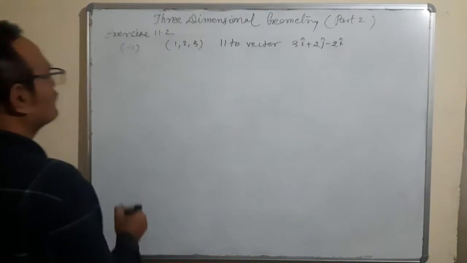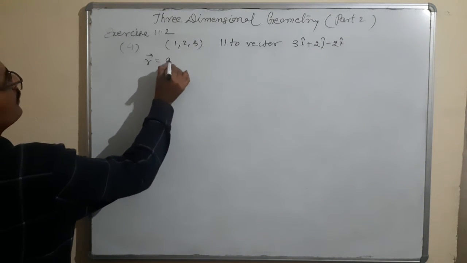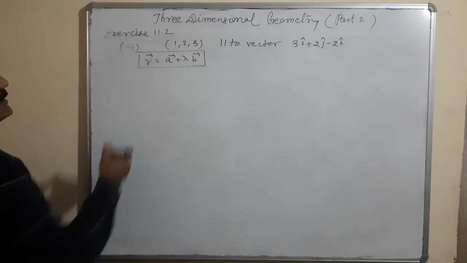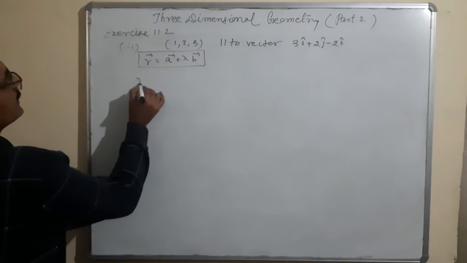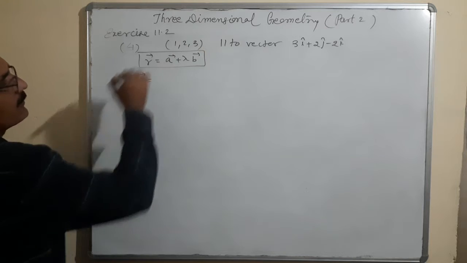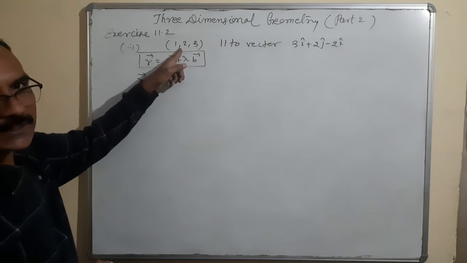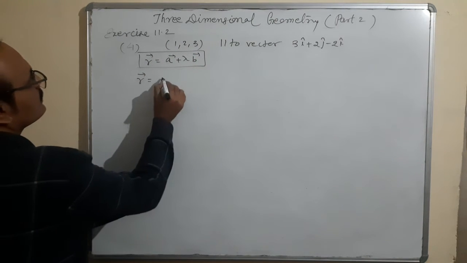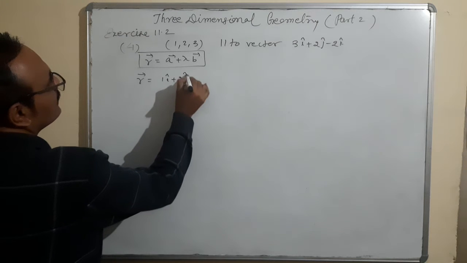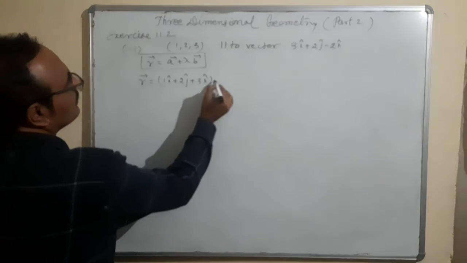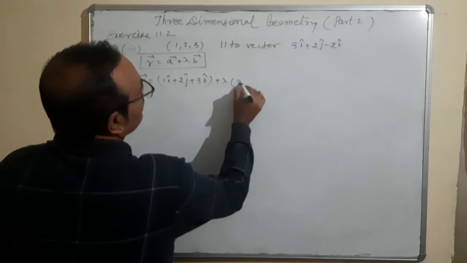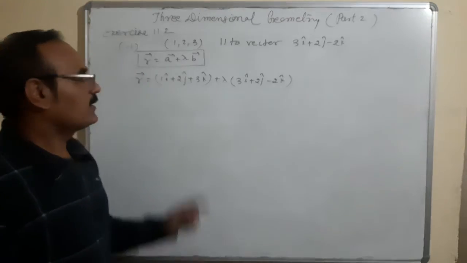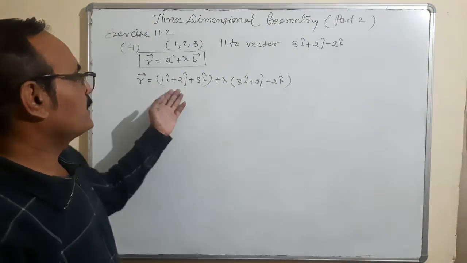So you know that the vector equation is vector R is equal to vector A plus lambda vector B. In this equation, simply we can put the value vector R is equal to A. Because the line is passing through this point, when we vectorize it, it is 1i plus 2j plus 3k. So R is equal to 1i plus 2j plus 3k plus lambda, vector B is 3i plus 2j minus 2k. Is it okay? This is the equation of the line passing through the point and parallel to the vector.